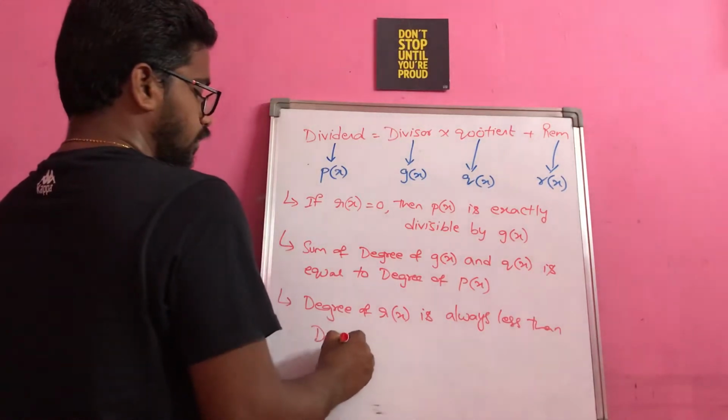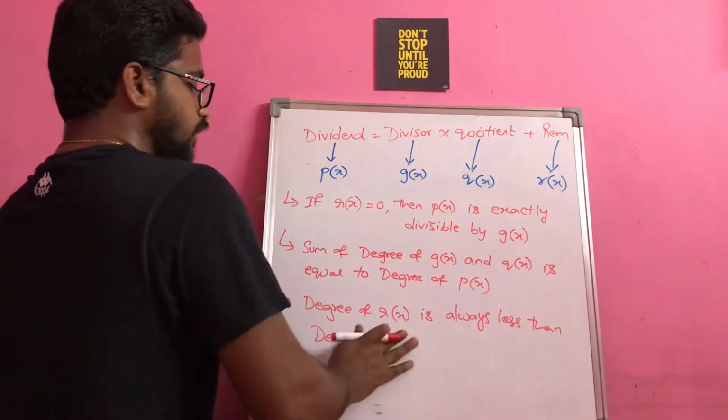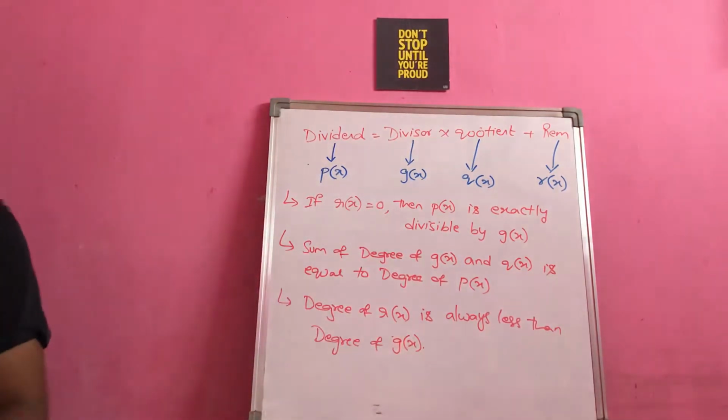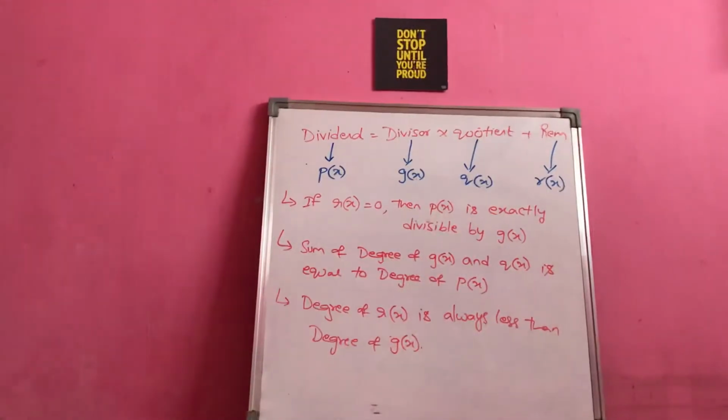And the last rule is degree of r of x is always less than degree of divisor. That is, divisor we are naming it as g of x. So please make a list of these three. These are very important rules with respect to division algorithm of polynomials. If you forget any of these rules, whenever we are having 1 mark questions, maybe we are unable to give the answer if we don't know these 3 points, right? So hope you copied these 3.